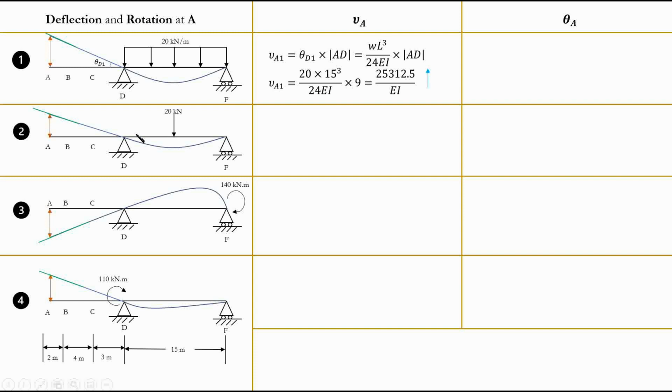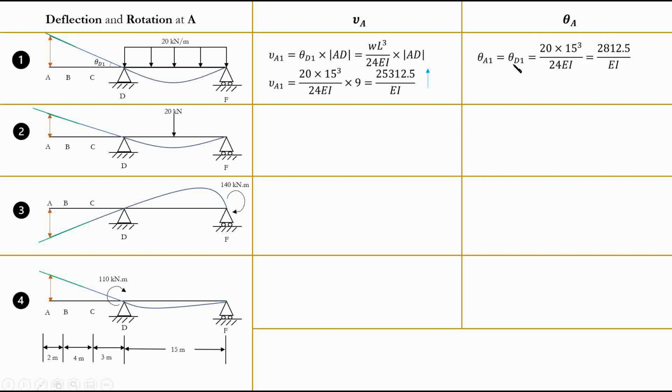The rotation is basically here, right? That's it. So this is our rotation, right? Why? Because, as we mentioned, this is linear. So because it's linear, the rotation here is the same as the rotation here. So it's just equal to theta A1 is equal to theta D1, which is this value that we found, right? The rotation. So just write it again and find the value.